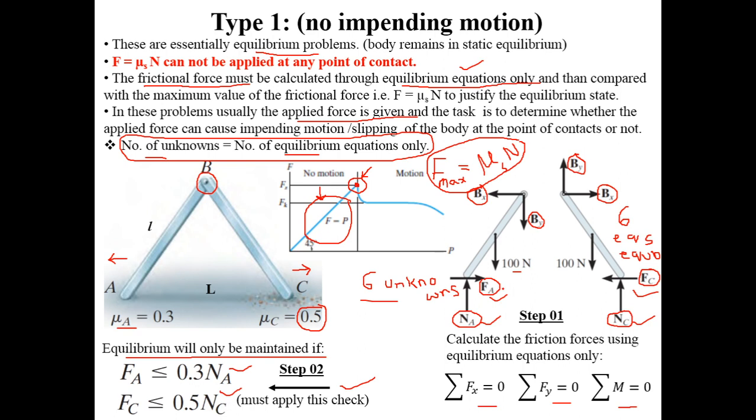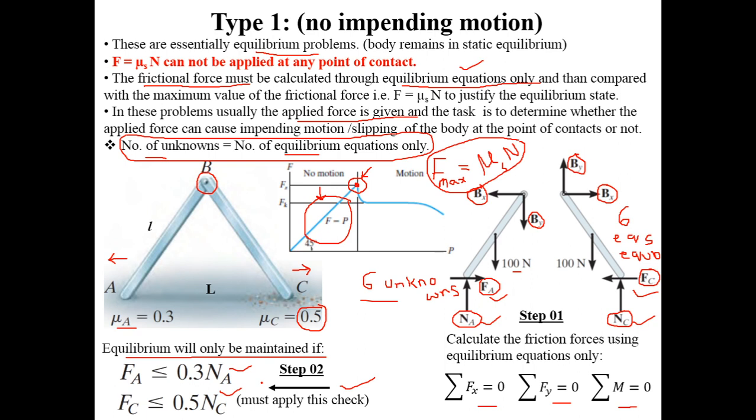Now your calculated friction forces Fa and Fc must be less than these products, 0.3 Na and 0.5 Nc. If your calculated values of friction force satisfy these inequalities, coming out to be less than the products 0.3 Na and 0.5 Nc, this means that your assumption of equilibrium is justified and the structure is going to remain in equilibrium under the action of its own weight. So this is how you solve type 1 problems.